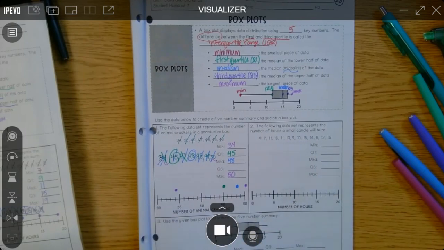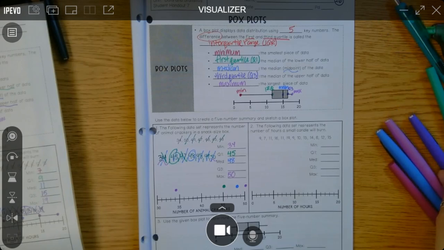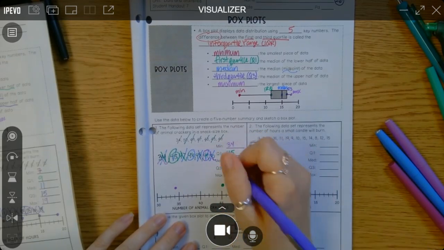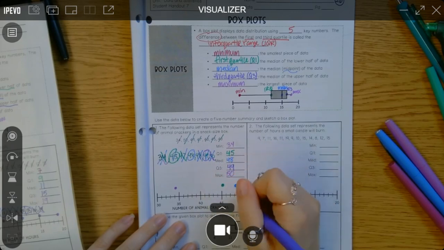And now all that's left for me to find is that third quartile, the median of the upper half. So here's the upper half, beginning, end. There's your middle. It's 49. So I'm going to draw a dot at 49.